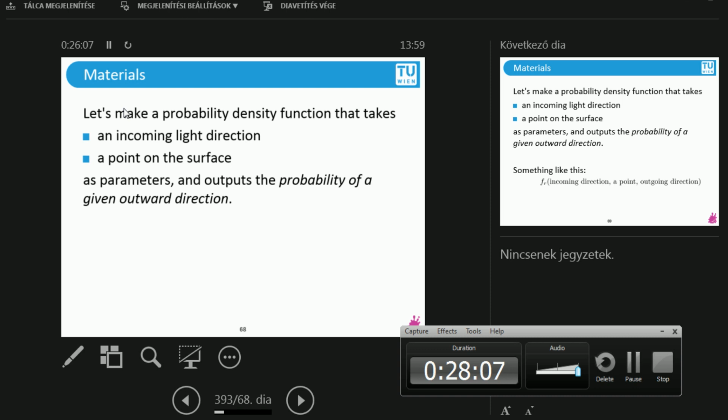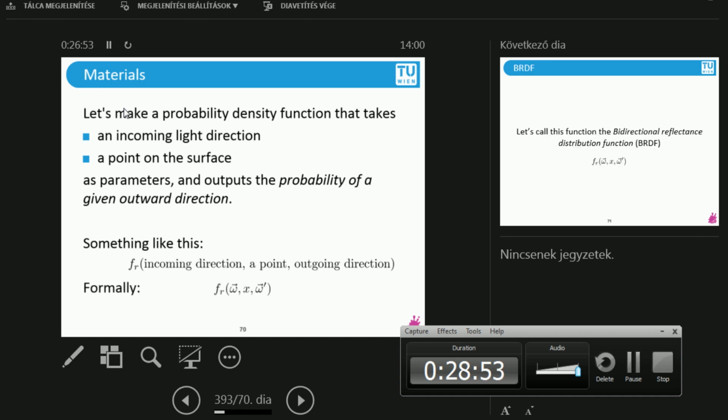Now, to formalize this in a way, let's create a function that's a probability density function with three parameters. So this is a three-dimensional function. One variable is the incoming light direction. The other variable is a point on the surface. And what I'm interested in is how much light is flowing out from this point in different directions. Now, a bit more formalized, this f_r is going to be this function. I'm interested in the incoming direction and the point in space. These two I have. And I will be interested in the outgoing directions. What is the probability of different outgoing directions?